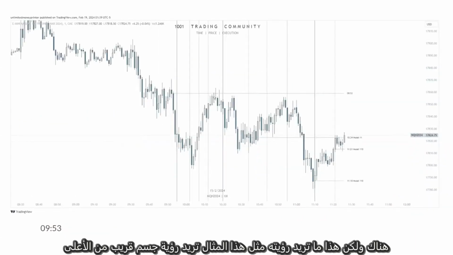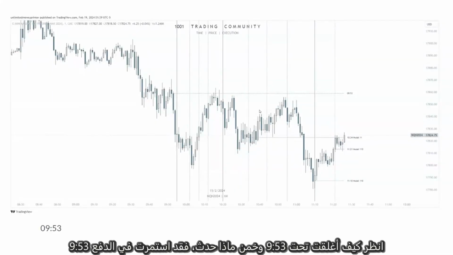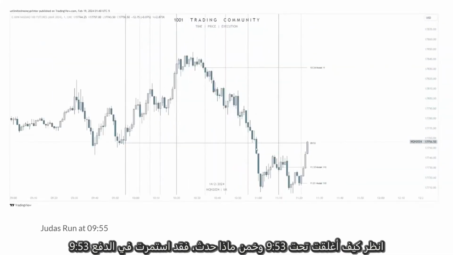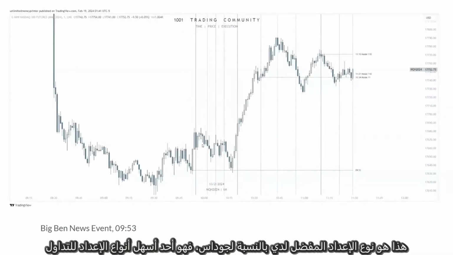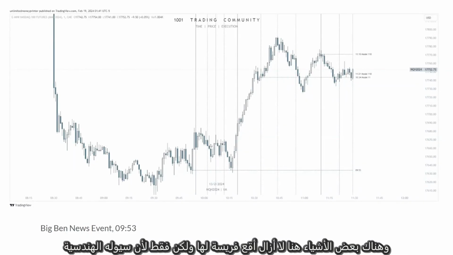Like this example, you want to see a body close below the 953. See how it closed below the 953, and guess what happened? It continued to push down. This is my favorite type of setup for Judas. It is one of the easiest to trade. And a couple things here.